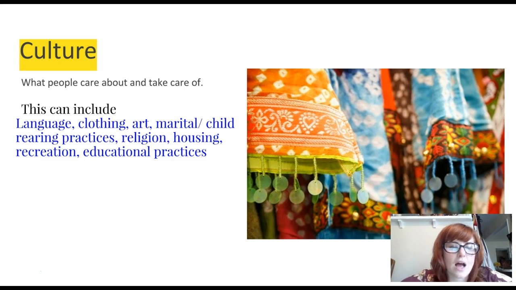Okay, and what's underlying in a lot of these things that we've talked about today is culture. And culture consists of two things: what people care about and what people take care of, okay? And that can include lots of different things: language, clothing, art, marriage practices, religion. Let me show you some examples.